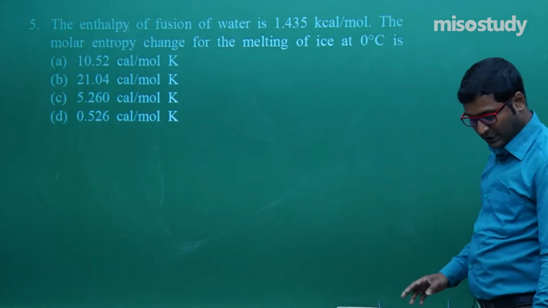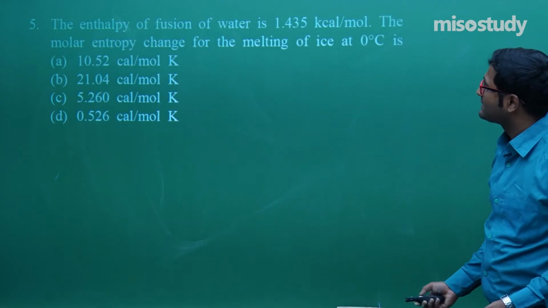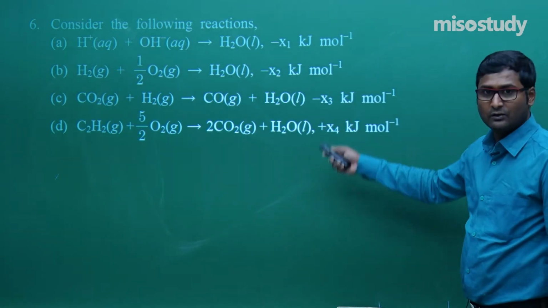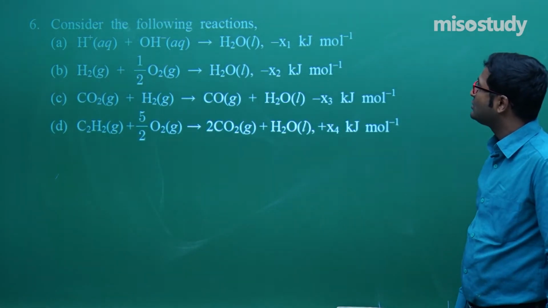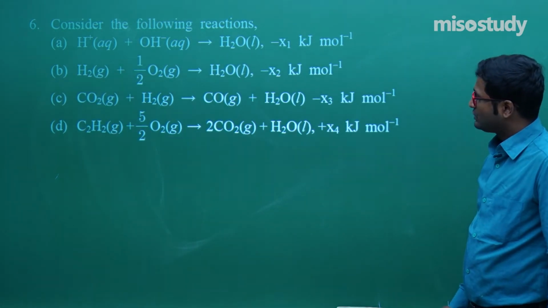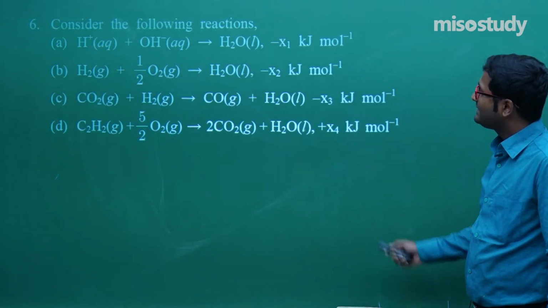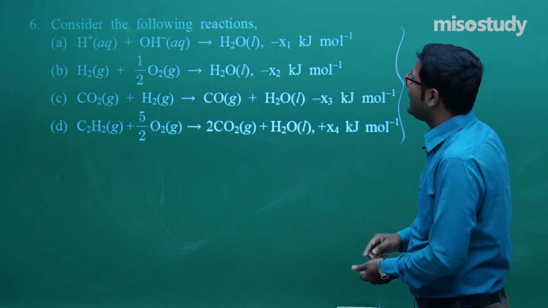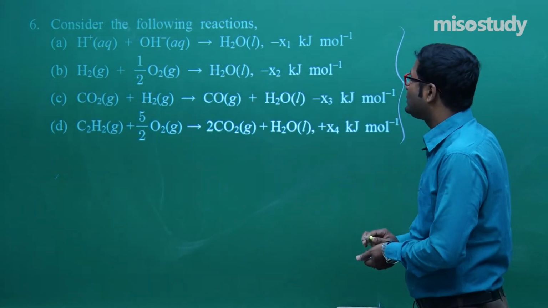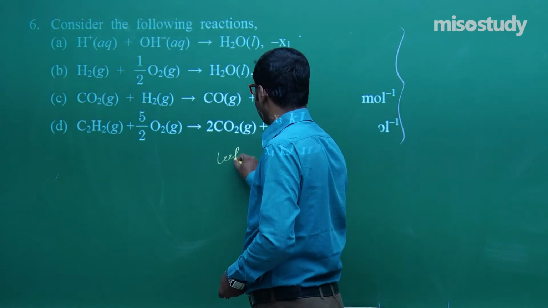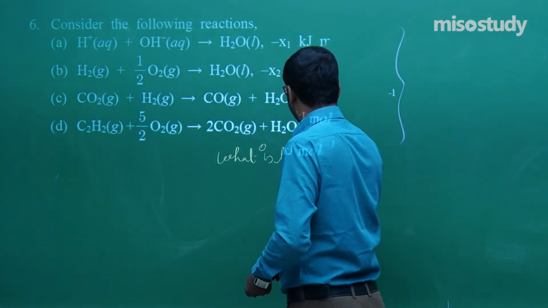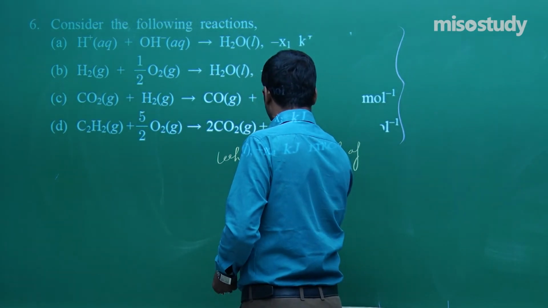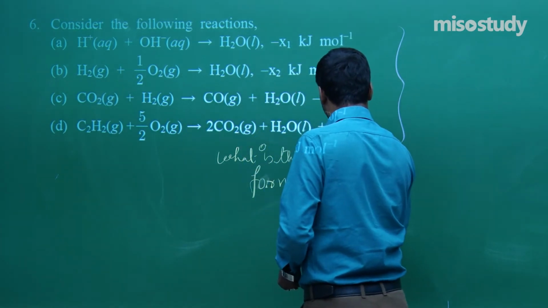Now let's move to the next one, question number 6. What does the question say? Consider the following reaction: H plus and OH minus gives H2O. According to this reaction, you have to find what is the heat of formation of water. Question is saying, what is the heat of formation of water?